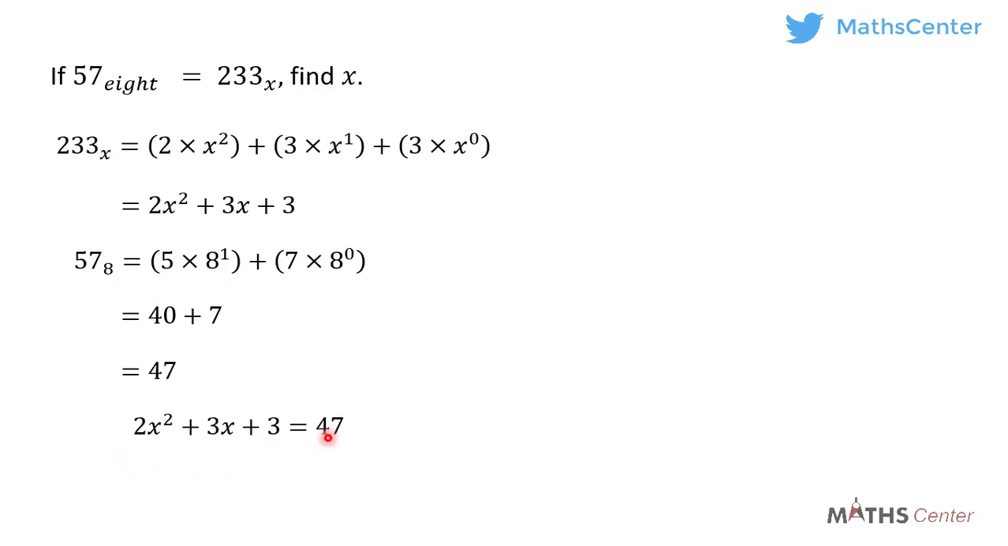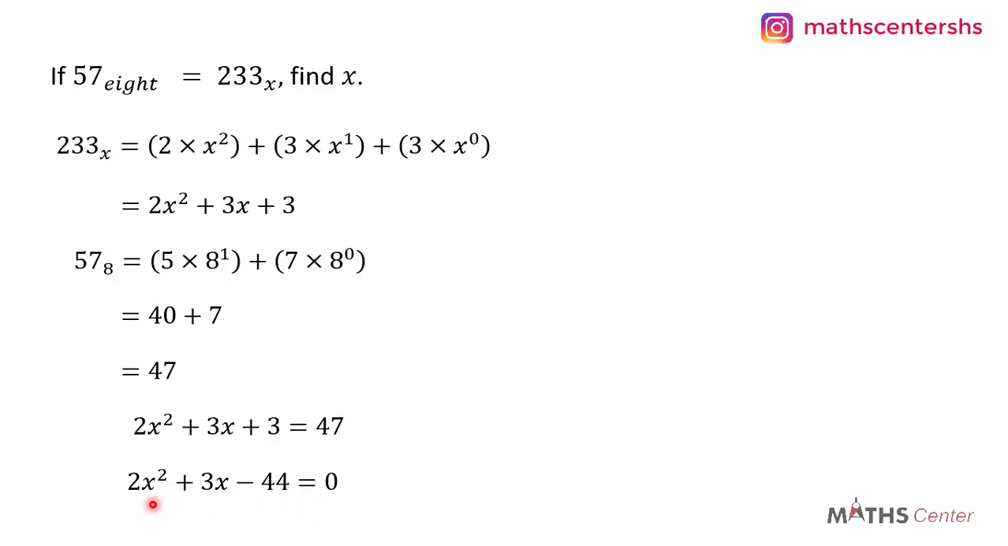I'll move 47 from the right hand side to the left hand side. And when I do that, I'm going to have 2x squared plus 3x plus 3 minus 47. And 3 minus 47 will give us negative 44. So we have 2x squared plus 3x minus 44 is equal to 0. This is our quadratic equation.